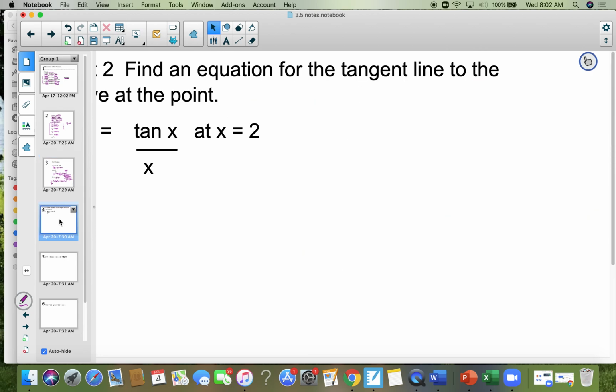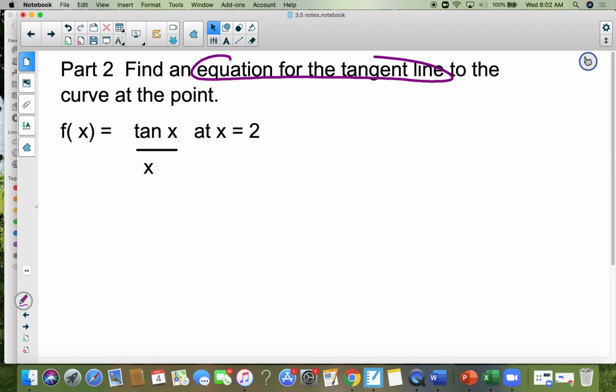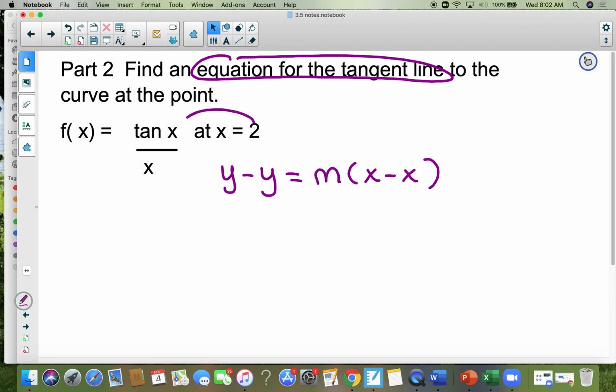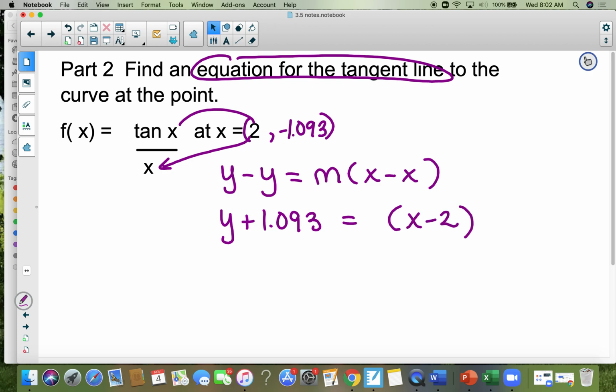Next problem, find the equation for the tangent line. So we're going to do y minus y1 equals m times x minus x1. I'm going to put 2 here and 2 here and use my calculator to find my y value. So you would just plug the tangent of 2 in, divide it by 2, and make sure your calculator's in radians. And you're going to get a negative 1.093 for your y value. So you're going to go y plus 1.093 equals x minus 2. You need to find the m, or the slope.